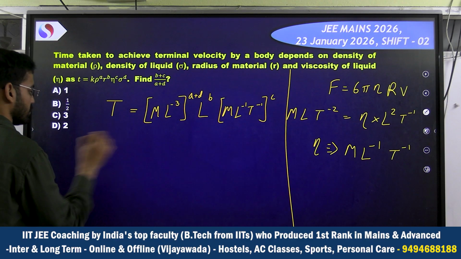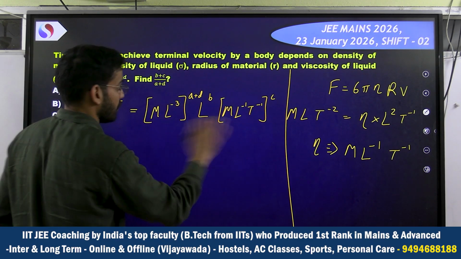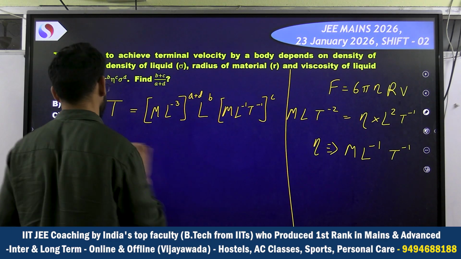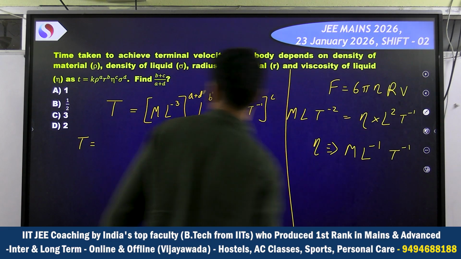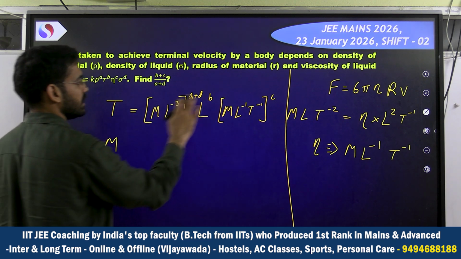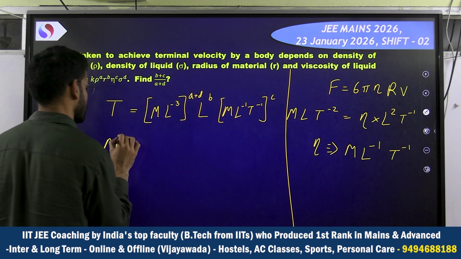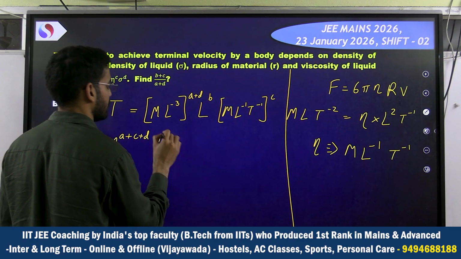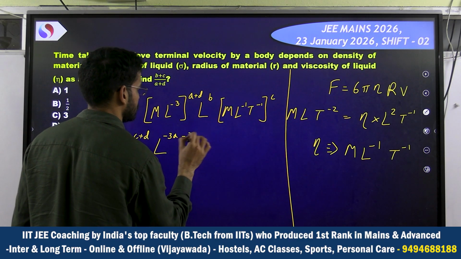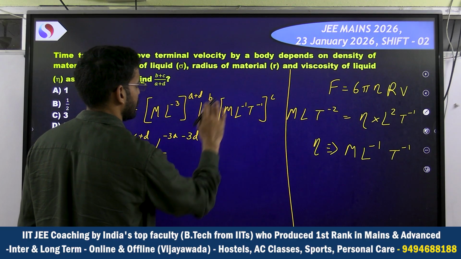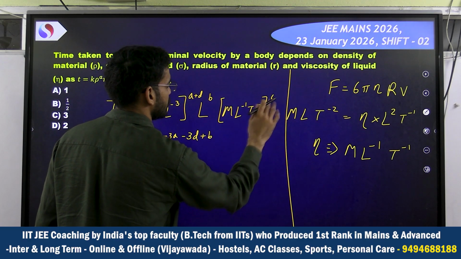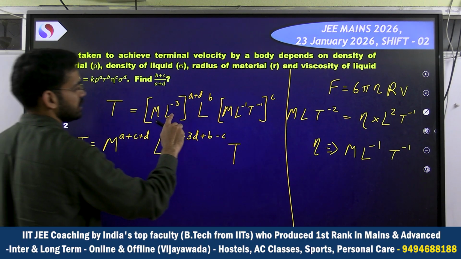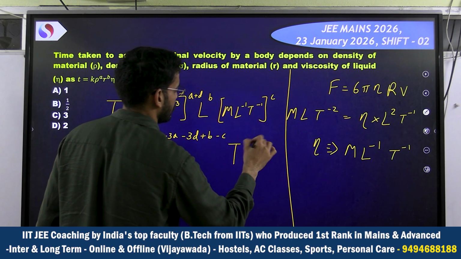Now simplify a little bit. First of all, where is the mass? M to the power, how much will come here? A plus d, and from here c, so you can say a plus c plus d. Then l to the power -3a and -3d, and then length to the power b here, and length to the power -c. Then what will t be? T is only here, so t to the power -c.